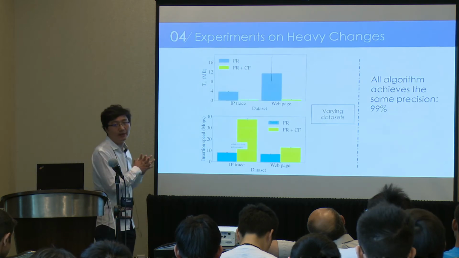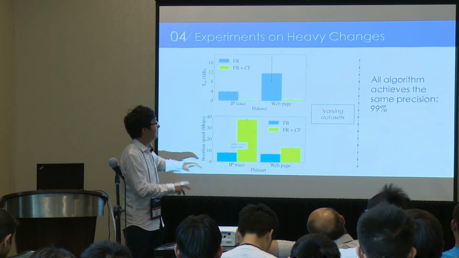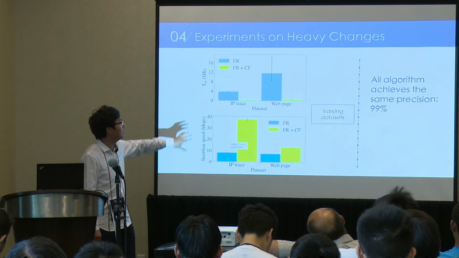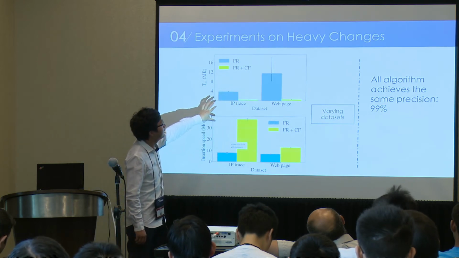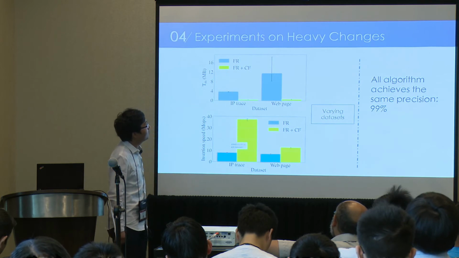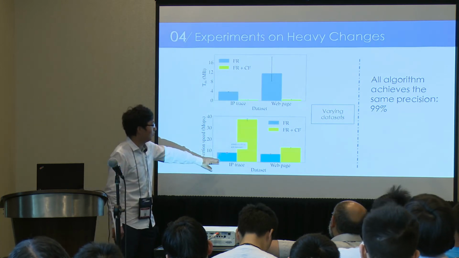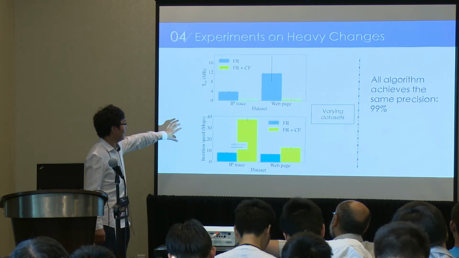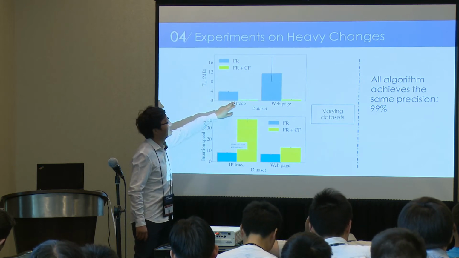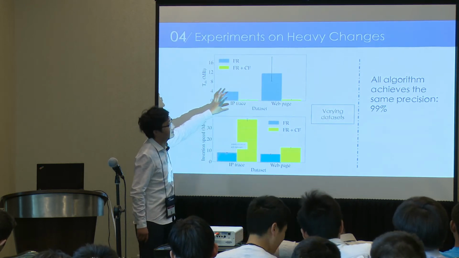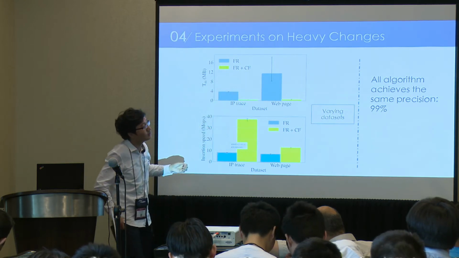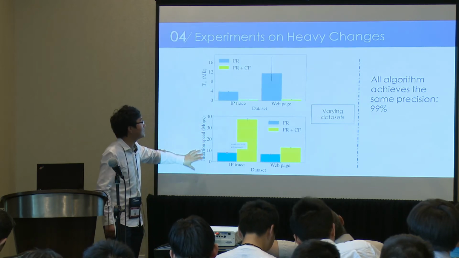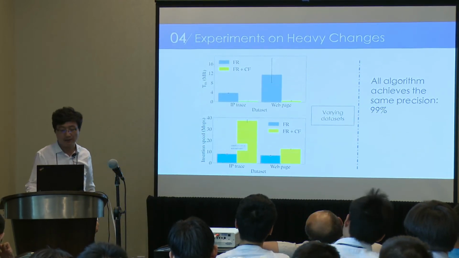The third experiment is on heavy change. Because FlowRadar is more accurate than SpaceSaving, in these experiments we compare FlowRadar before and after using our cold filter. For two different datasets, we found that after using our cold filter, the memory is significantly reduced, because we let all the data structures achieve the same precision, 99%. And the insertion speed is also significantly improved.